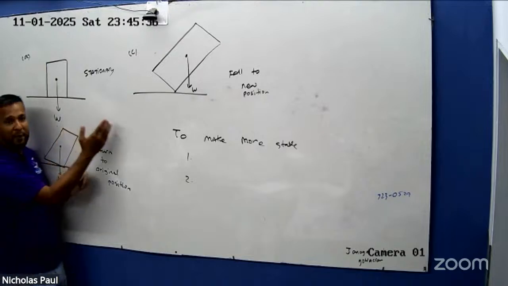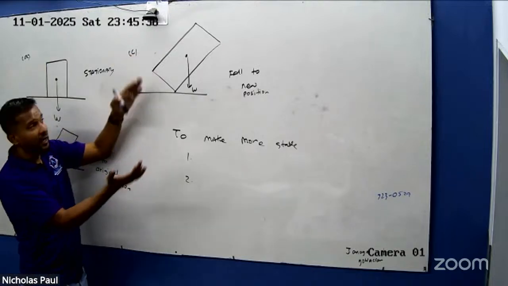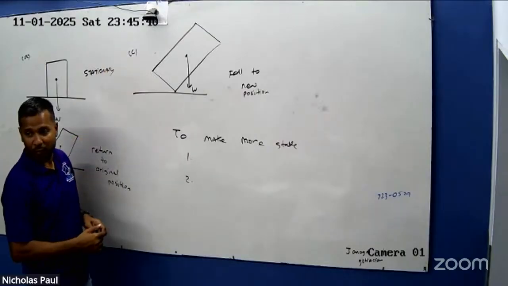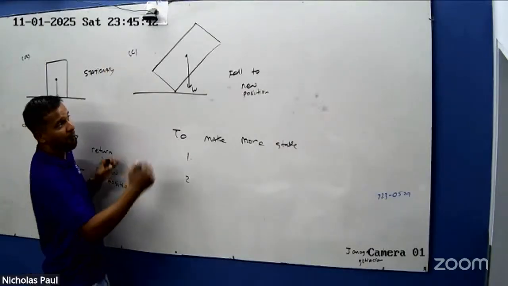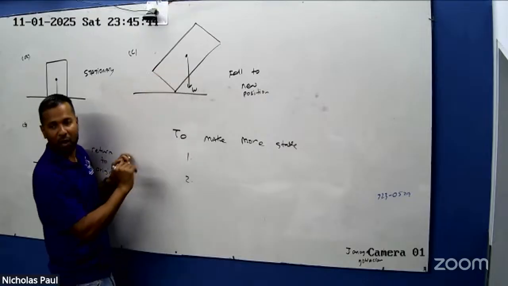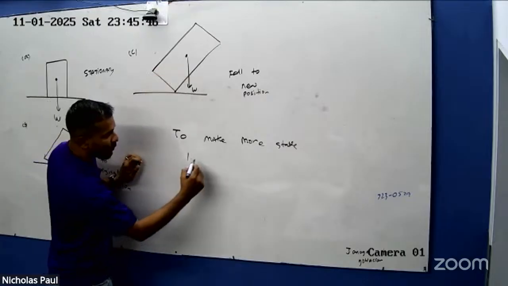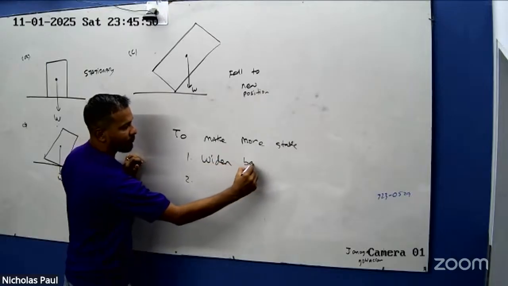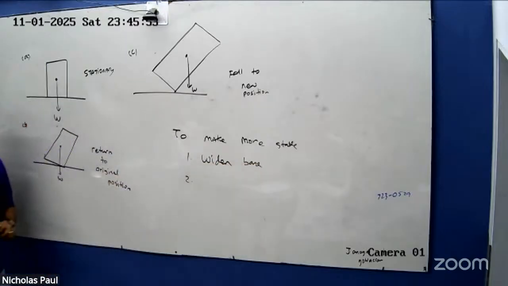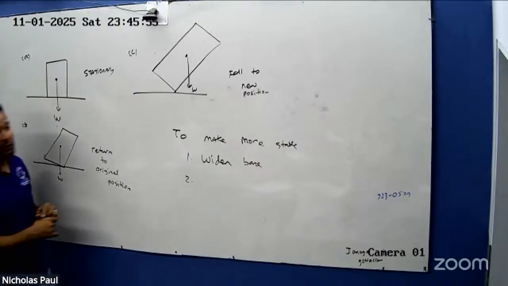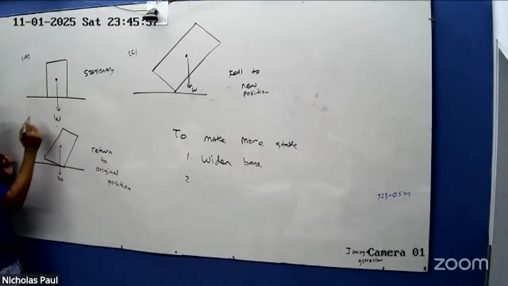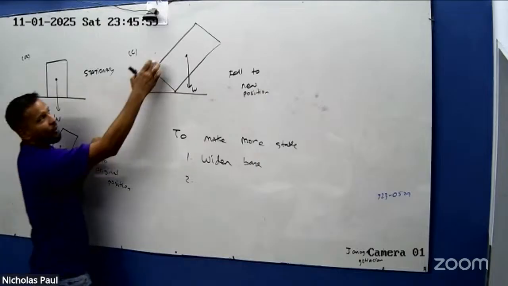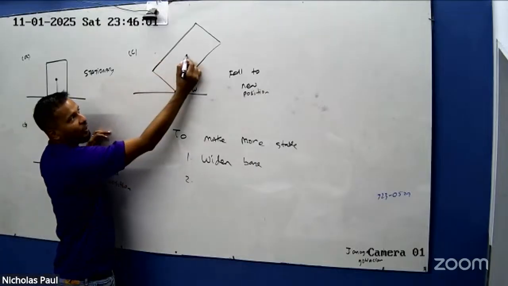We can make the base wider, right? If I make the base wider, what will happen? It means it will take longer for the center of gravity to go outside. So I could widen the base. Right? And if I use what Adrian said, I could add a weight on. If I add a weight on here, what that does is that lowers the center of gravity.